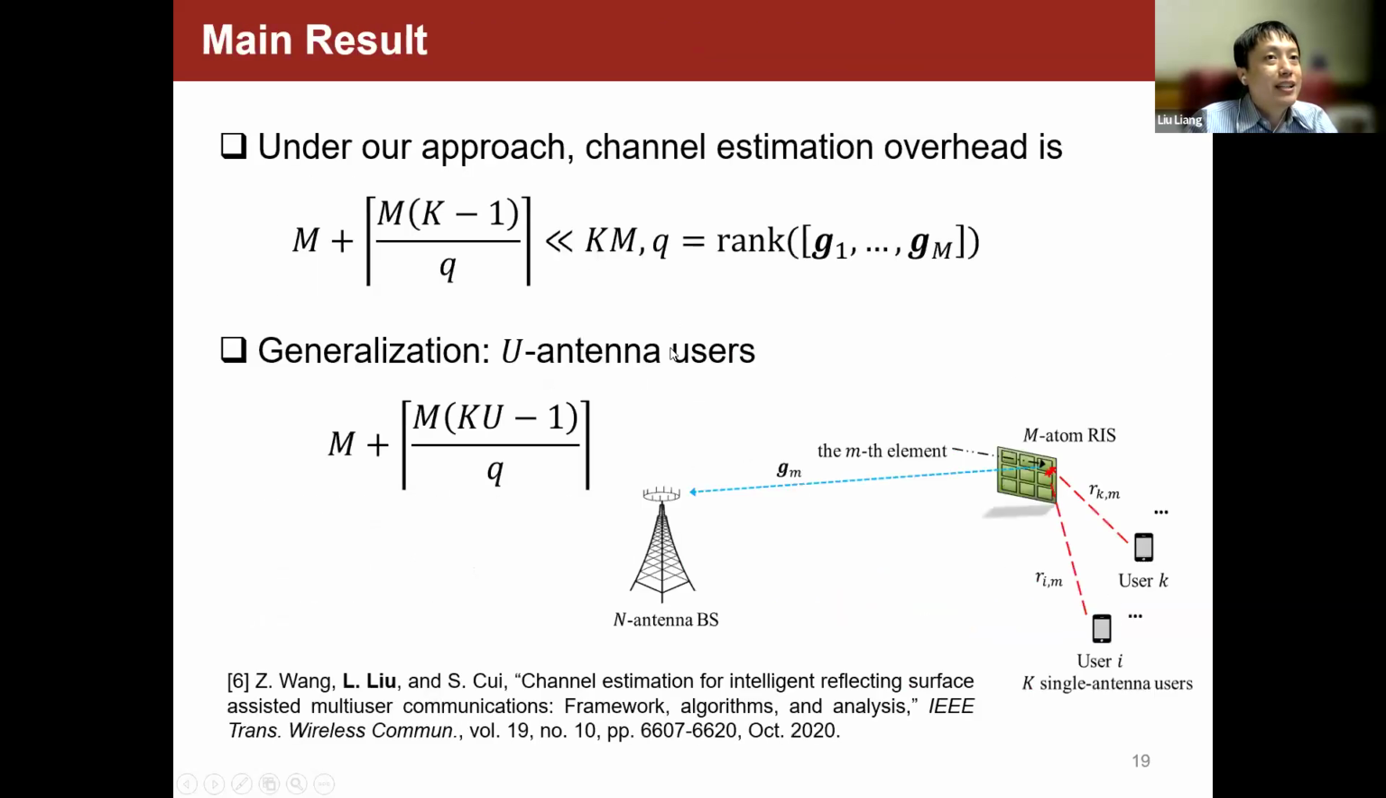And we can show that if we just have one antenna at each user, this is the number of time slots to estimate H1M and beta Km, this kind of unknowns. And if we have U antenna users, this is the number of time slots for channel estimation. So this is the main result of our paper, and we are the first to reveal this hidden property in the different users' channels. We saw they are correlated. We can use this property to reduce the channel estimation overhead. So this is our contribution.